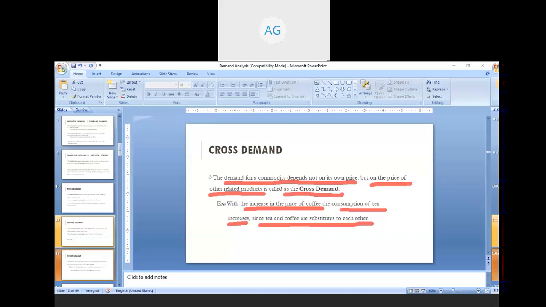So these are all the types of demand we discussed. All of you understand it? Just write in the chat box so that we can move to the next topic.